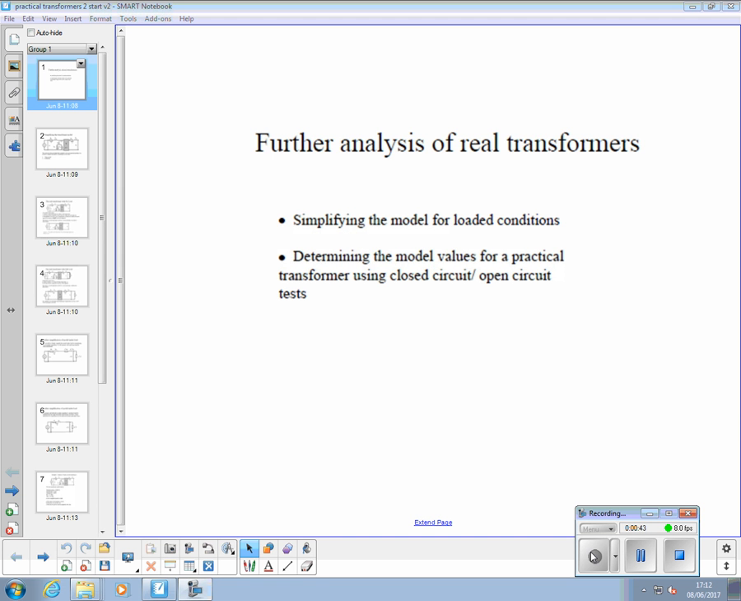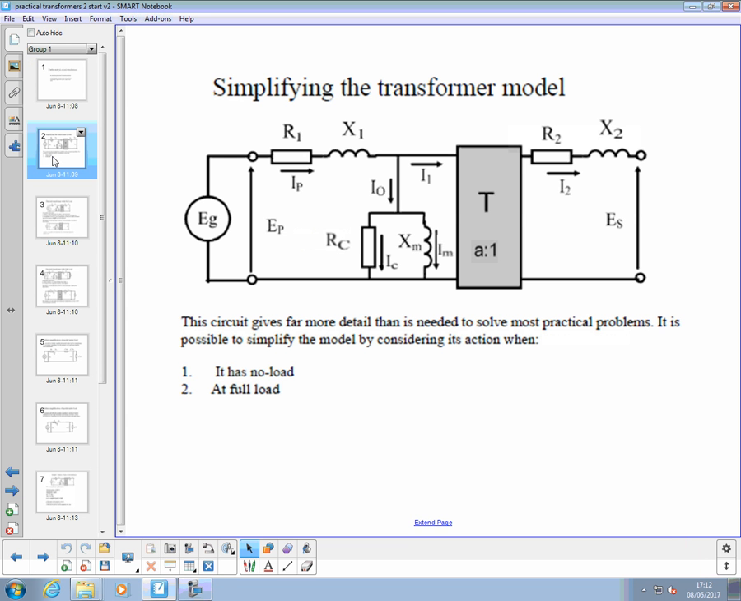Okay, that second bit on there, determine the model values for a practical transformer. We're going to be doing that next week. So I've juggled things around a little bit, but I couldn't change that slide because that's an image. Okay, so we'll be looking at that next week. So let's have a look at this page here.